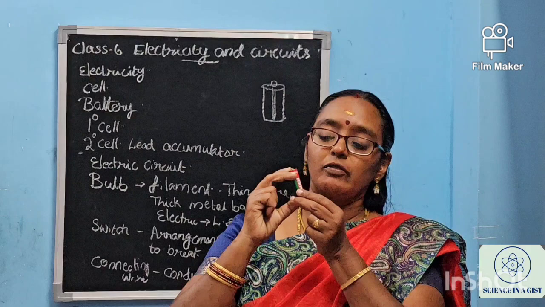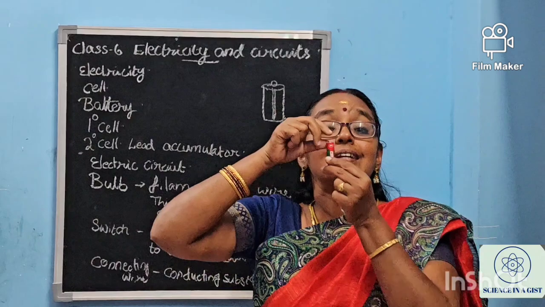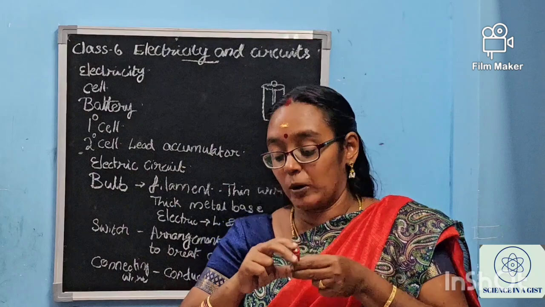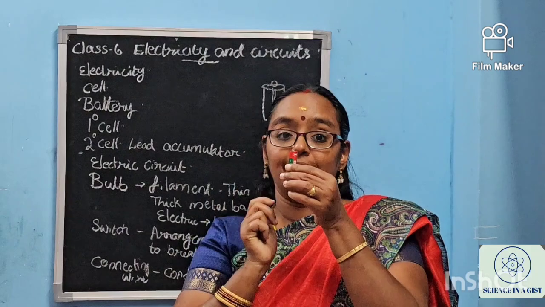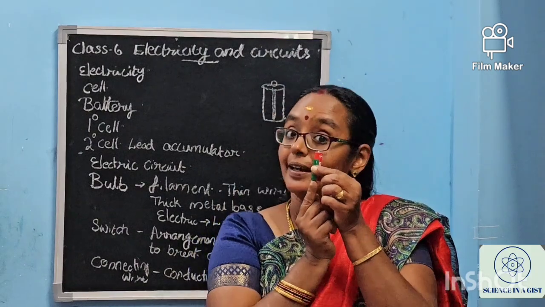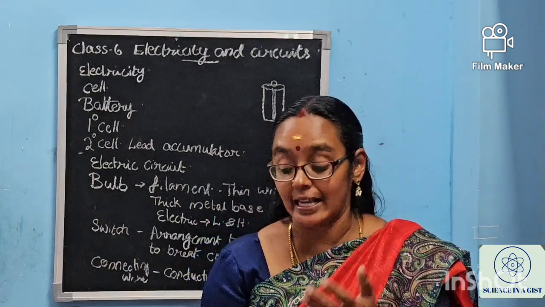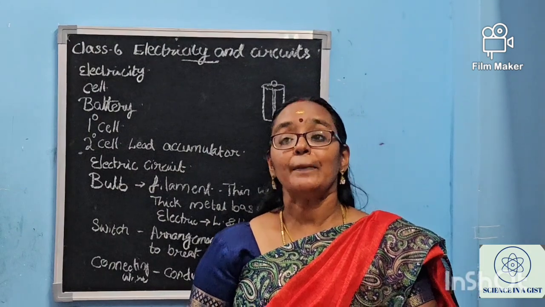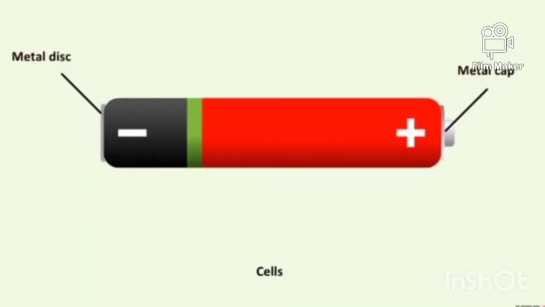A cell will be having a metallic cap over it, isn't it? A metal cap is there and there is a base. This metal cap or the top is called the positive terminal of the cell and this is said to be the negative terminal of the cell. What is the cell doing? When the cell is put, the remote will be working, right? How is it possible? Because the cell is the one which is an electric source.